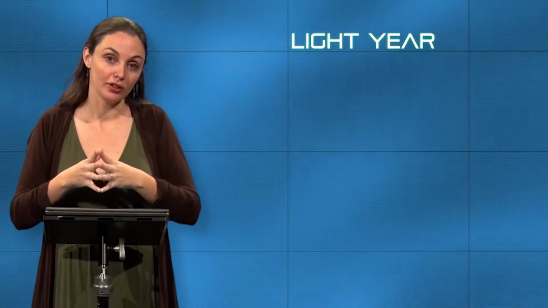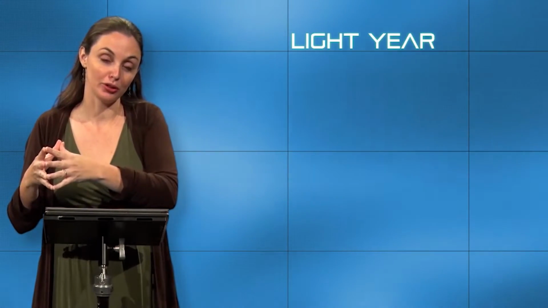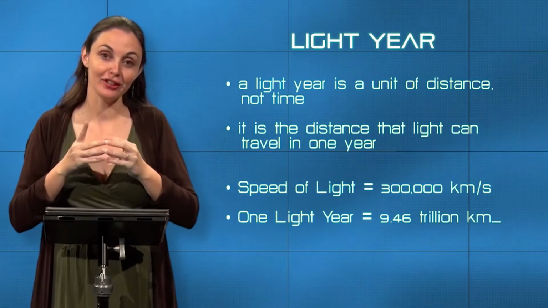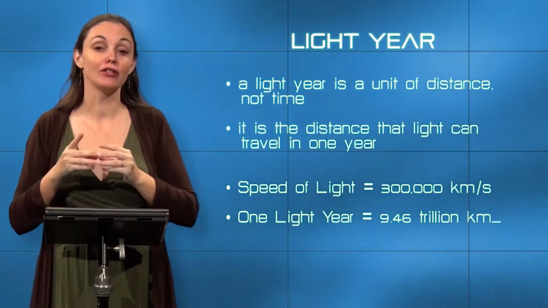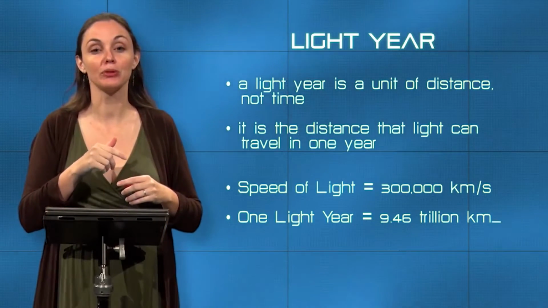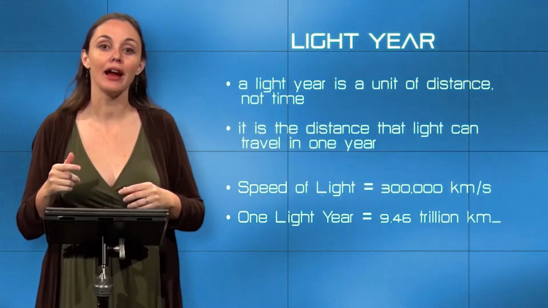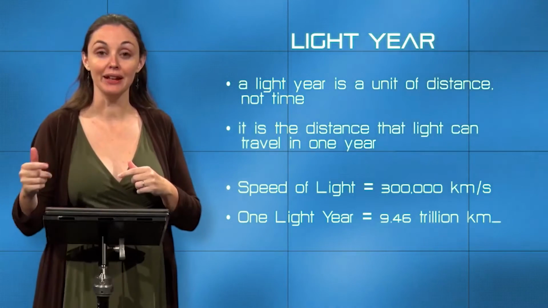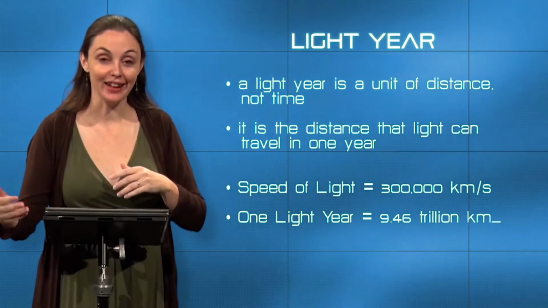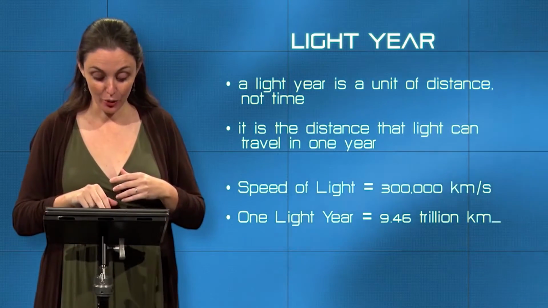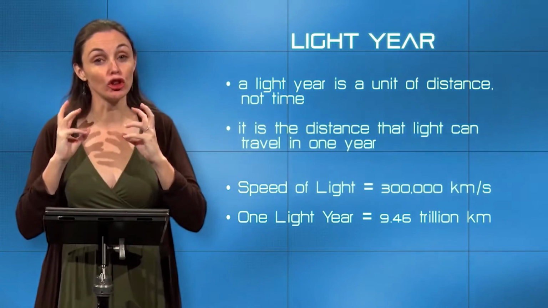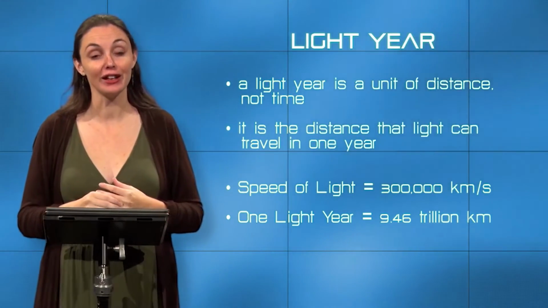So our unit of distance, when we get outside of our own solar system, is going to be the light year. 1 light year is the distance that light can travel in a year, traveling at 300,000 kilometers per second. So if light can travel 300,000 kilometers per second, think about how much of a distance it can cover in a minute, 60 times that. How long of a distance can light travel in an hour, in a day, in a year? The equivalent of 1 light year in terms of kilometers is 9.46 trillion kilometers. That's how far light can travel in a year.